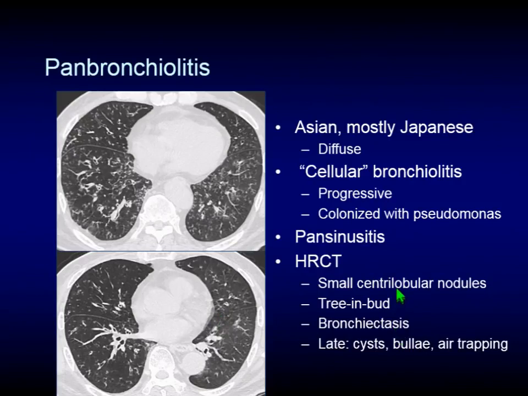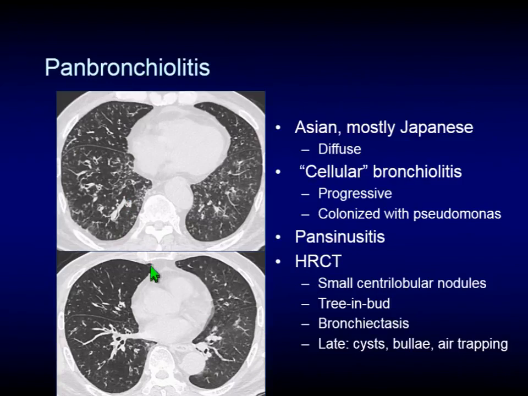So panbronchiolitis is seen in Asians, mostly Japanese. It's a diffuse pattern of cellular bronchiolitis. They can get colonized with Pseudomonas. It's accompanied by pancytosis. With HRCT, we often see small centrilobular nodules in a tree and bud fashion. As the disease progresses, we see more large airway involvement. In the later phases, we may see cysts, bullae, and air trapping.